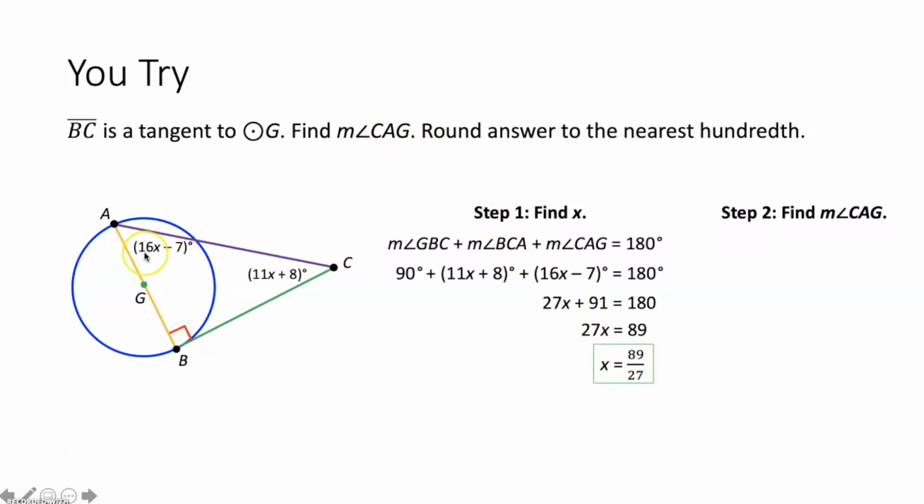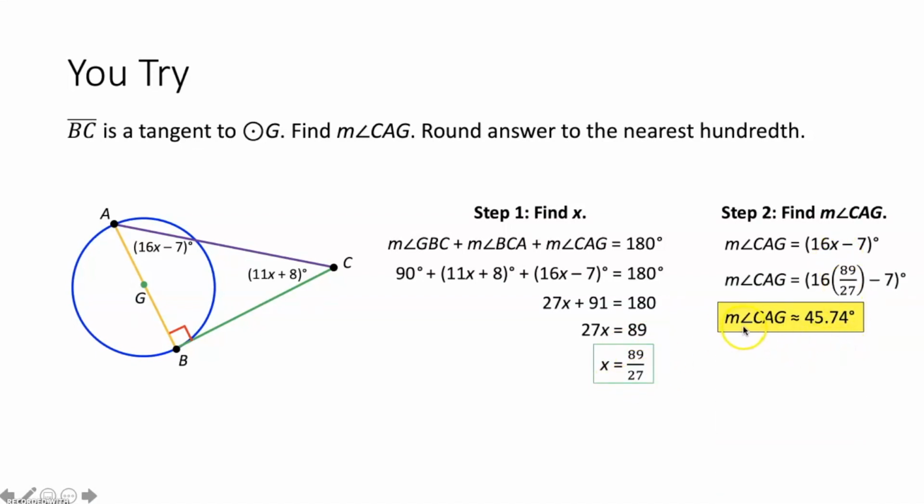So the measure of angle CAG we said was 16x minus 7. So I'm going to take what we found x to be, 89 over 27, plug it in for x right here, simplify, and we end up getting that the measure of angle CAG is approximately equal to 45.74 degrees when we round to the nearest hundredth, which is 2 decimal places.